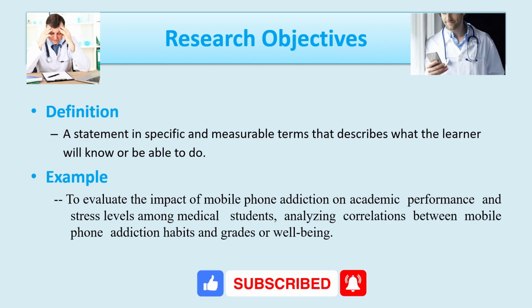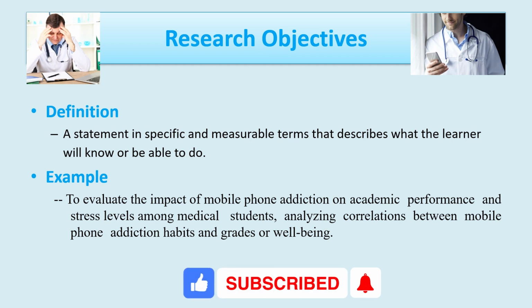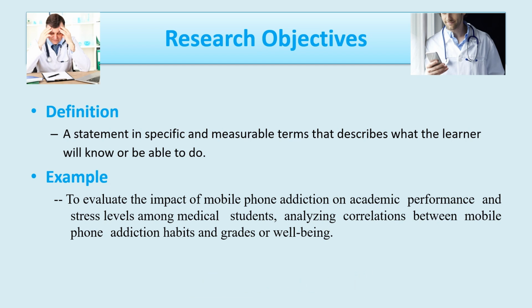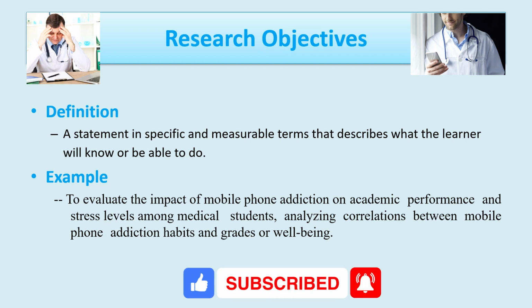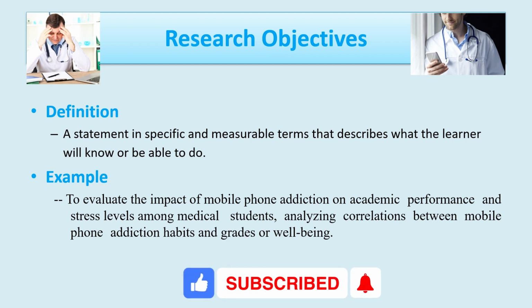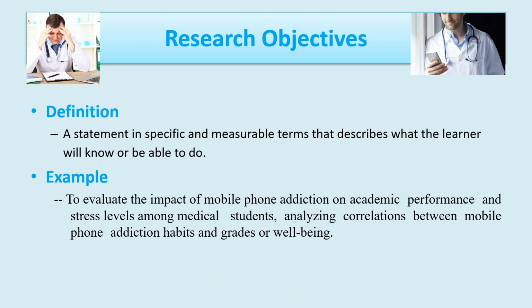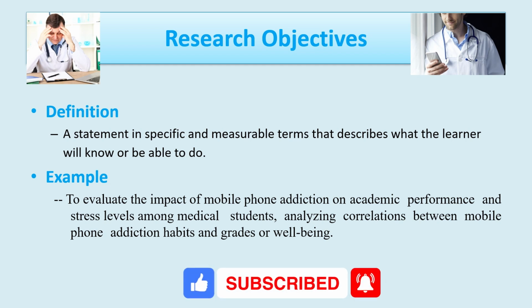Research objectives definition: a statement in specific and measurable terms that describes what the learner will know or be able to do. For example, to evaluate the impact of mobile phone addiction on academic performance and the stress level among medical students. Analyzing correlation between the mobile phone addiction habits and graduates' well-being.